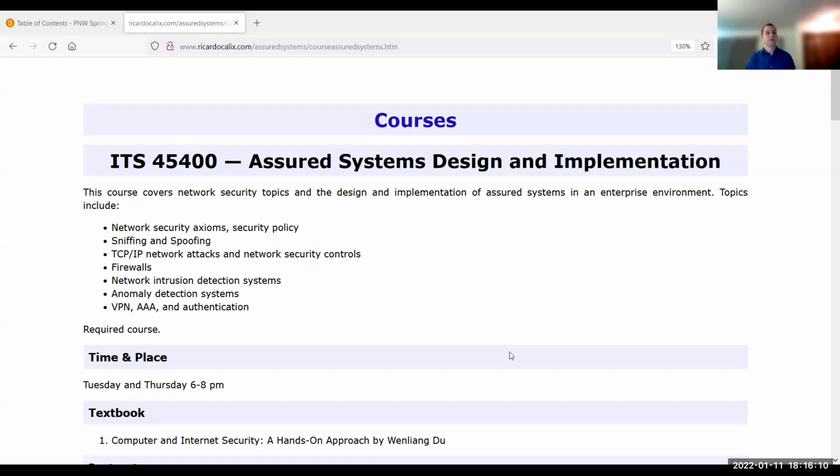So let me share that. All right, so this is the course website. You can see network security axioms and security policies, sniffing and spoofing, TCP/IP network attacks and network security controls, firewalls, intrusion detection, anomaly detection, VPN, and some other authentication services. So that's the bulk of what we are looking at.